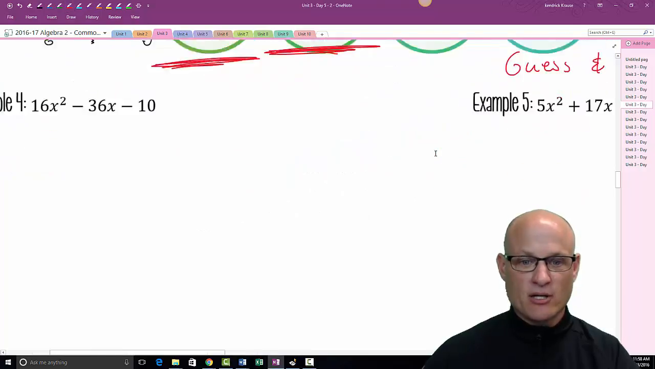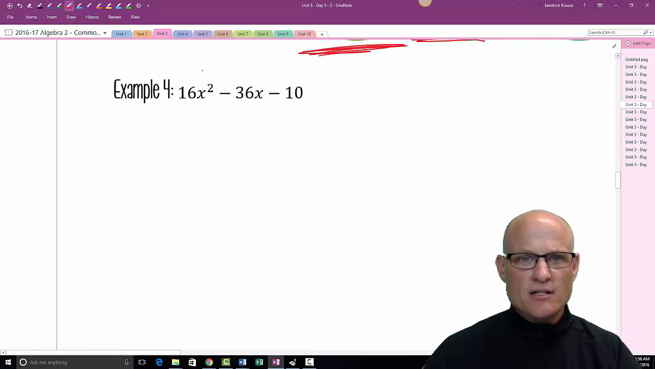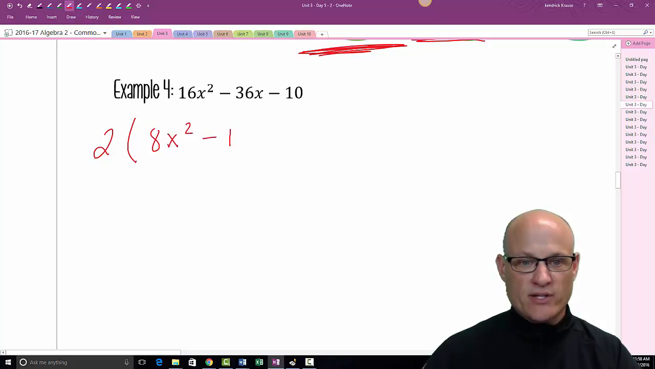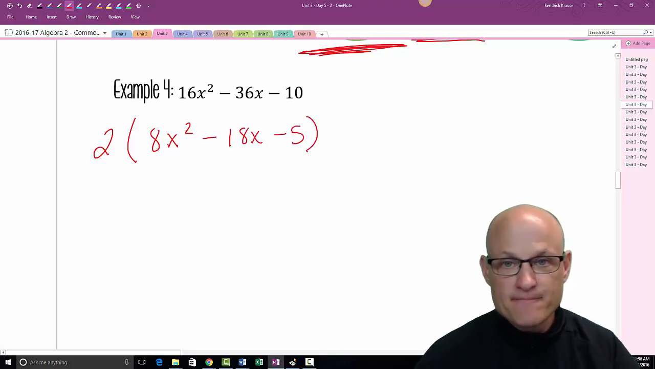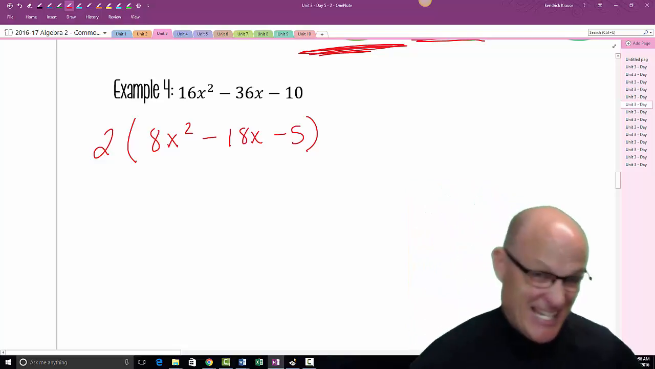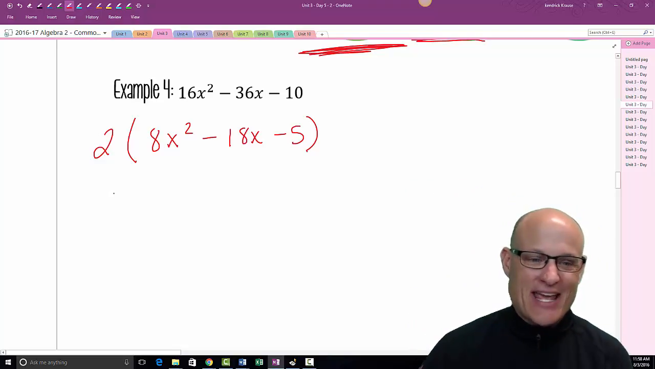All right, here we go. There is a GCF. Let's see, 2 goes in, 4 doesn't go in, so 2. And I'm left with 8x squared minus 18x minus 5. All right? Now we're at a little bit of an issue, a teeny tiny issue, and that's because I have an 8x squared in front.